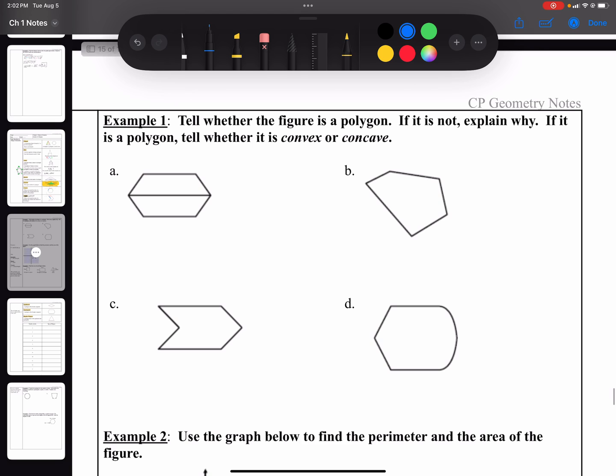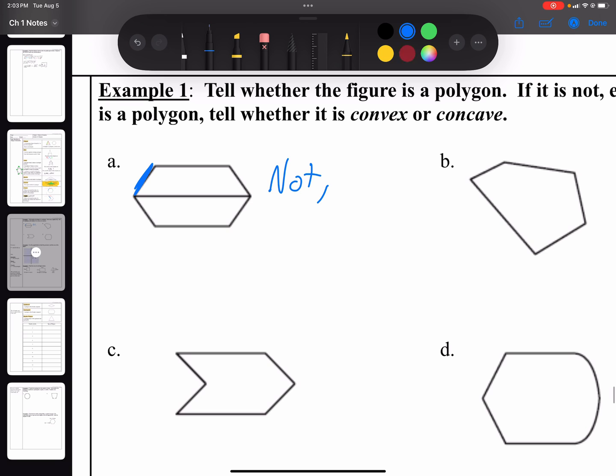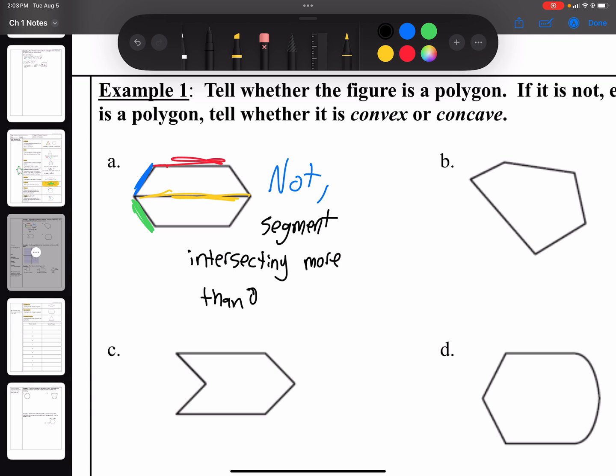All right, tell whether the figure is a polygon. If not, explain why. If it is, say whether it's convex or concave. This one is not a polygon. Why? Because this line segment here is intersecting 1, 2, 3 different segments. Now remember, every segment can only intersect 2, but that blue segment is touching the green, the yellow, and the red. We have a segment intersecting more than 2 other segments.